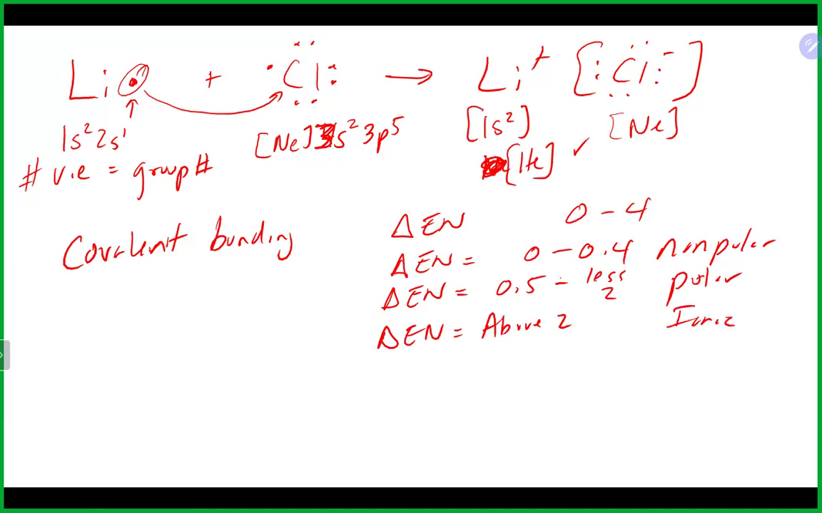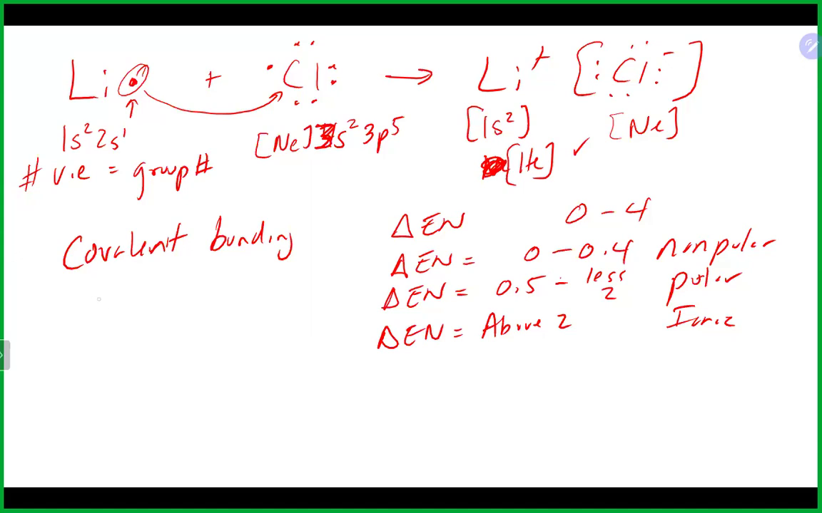Remember as well that you don't always need the actual values. You could use the periodic trend to determine if it's going to be polar or not, especially if you are comparing something in the same row on the periodic table or the same group. If you're comparing elements on the same row in opposite locations, the one furthest to the right should be more electronegative and give you a polar bond. If you're looking at the same group up and down, the one that's higher up should be more electronegative and you should have a polar bond.